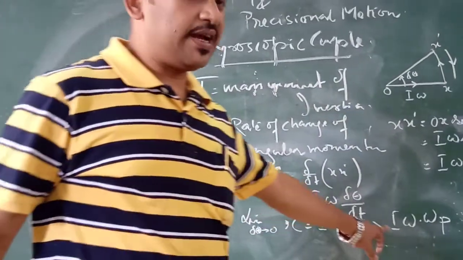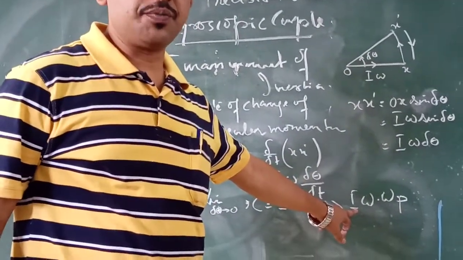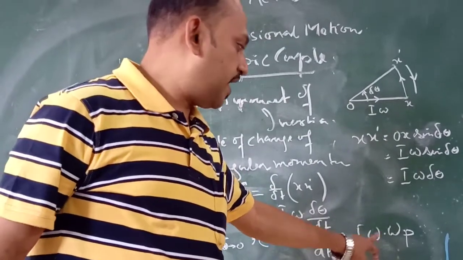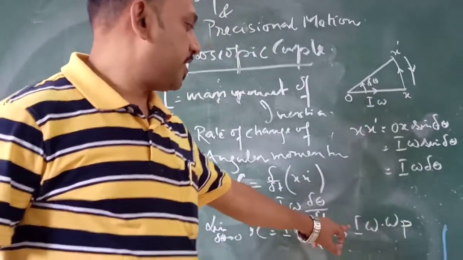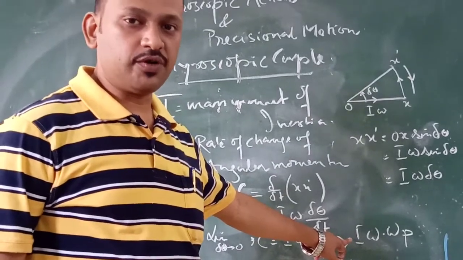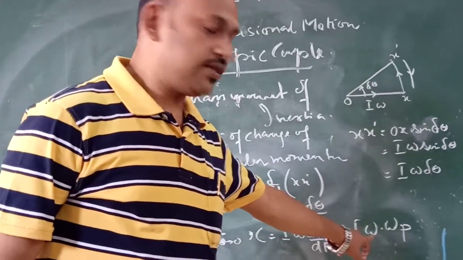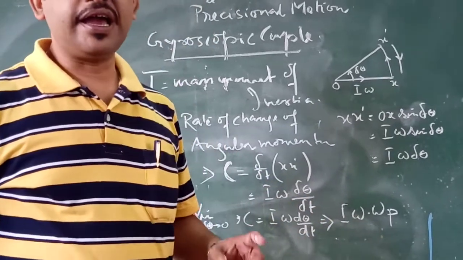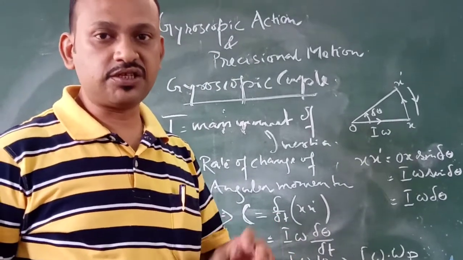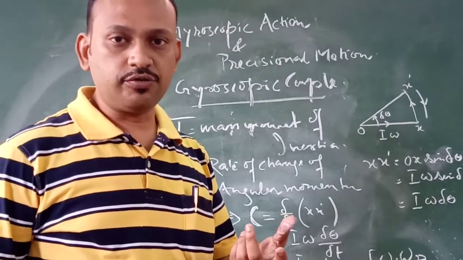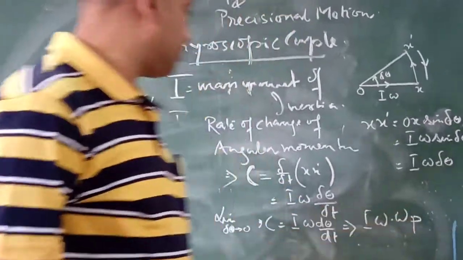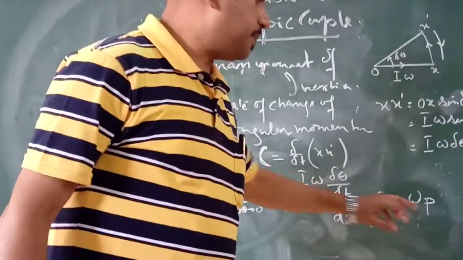So this is the actual expression of the gyroscopic couple which is acting on a rotating body, I omega omega p, where I is the mass moment of inertia of the body, omega is the angular velocity of the rotating disc, and omega p is the angular velocity of the axis of precession with respect to which the disc is likely to rotate. So this is the magnitude of the gyroscopic couple.